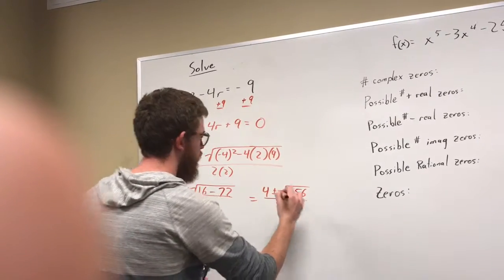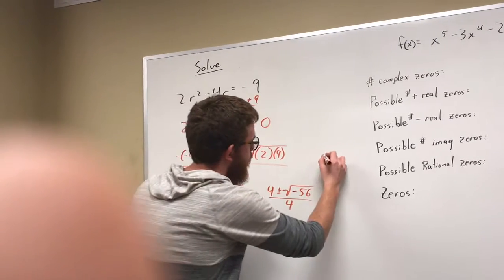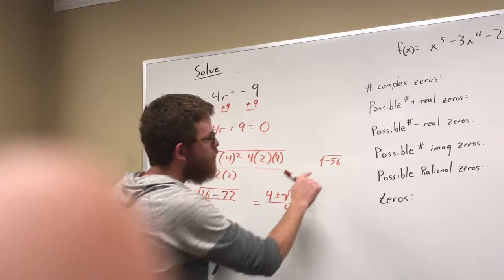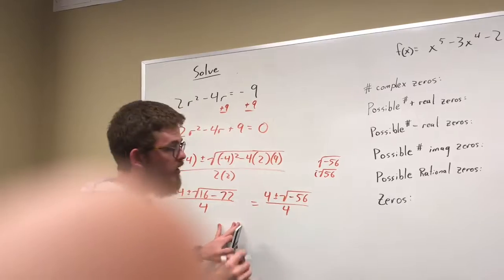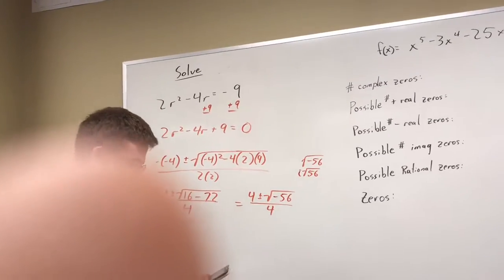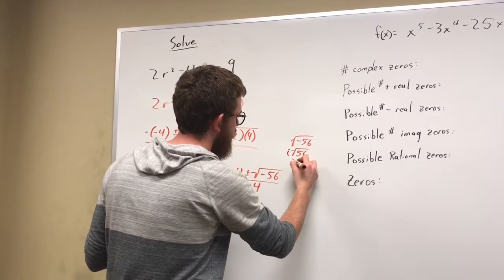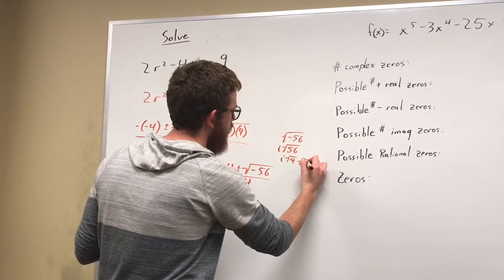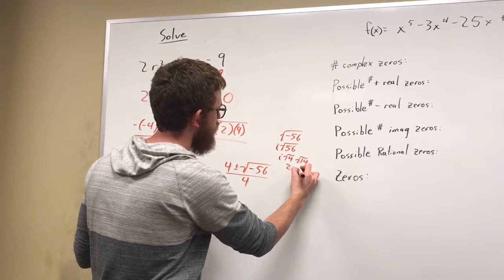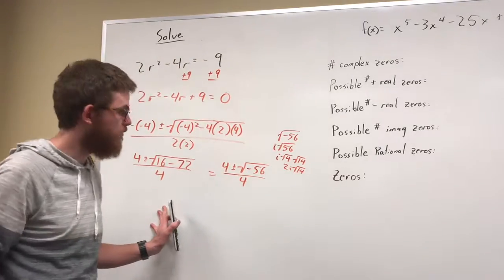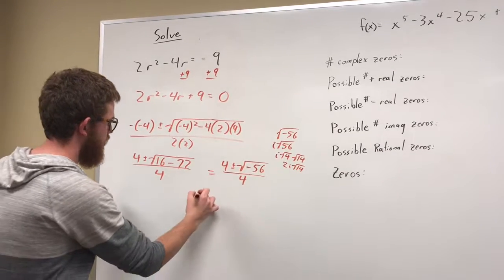-56 all over 4. And so now we need to simplify that square root of -56. Well, of course, because we have the square root of a negative, we know this is going to have an i on the outside. And I'm going to think of the biggest perfect square that goes into 56. I believe it is 4. So this is the same thing as i times the square root of 4 times the square root of 14. And the square root of 4 is 2. So this is 2i root 14. So I'm going to replace the square root of -56 with 2i root 14.